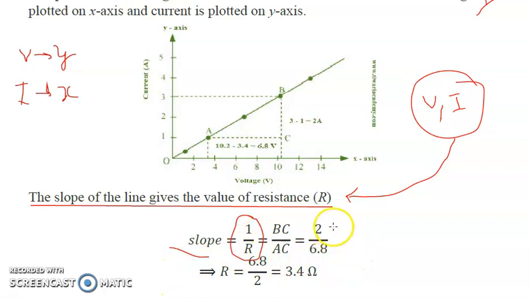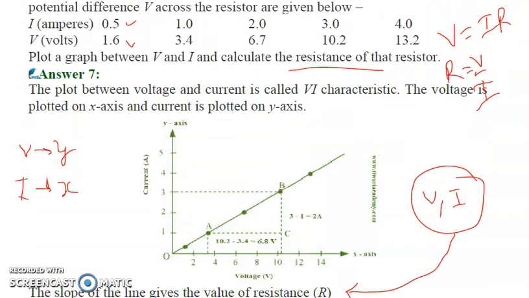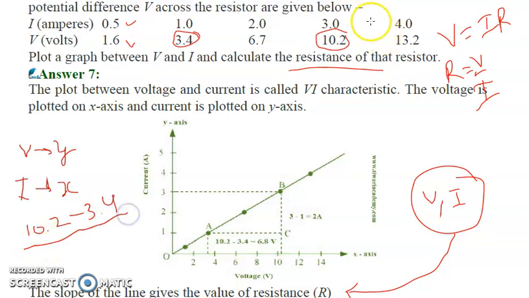1 upon resistance would be change in y upon change in x, so it will be 2 upon 6.8. I hope this is clear. So resistance would be 6.8 divided by 2. What you have to do is calculate the difference between any two values. You can take any two values as the difference. Like in this case, it has been taken as the difference of 10.2 minus 3.4. So it will be 6.8 divided by change in I, 3 minus 1.